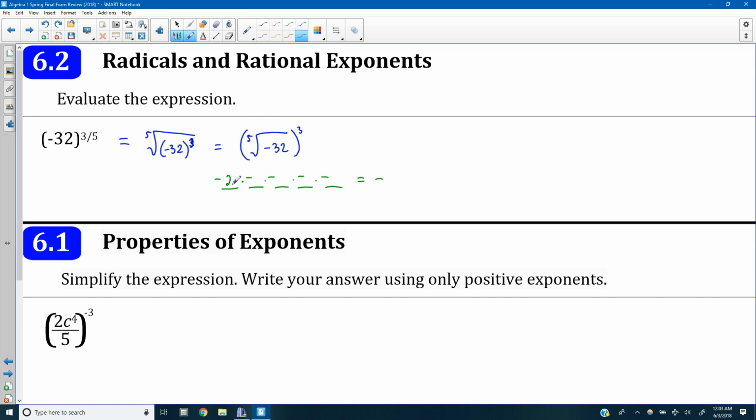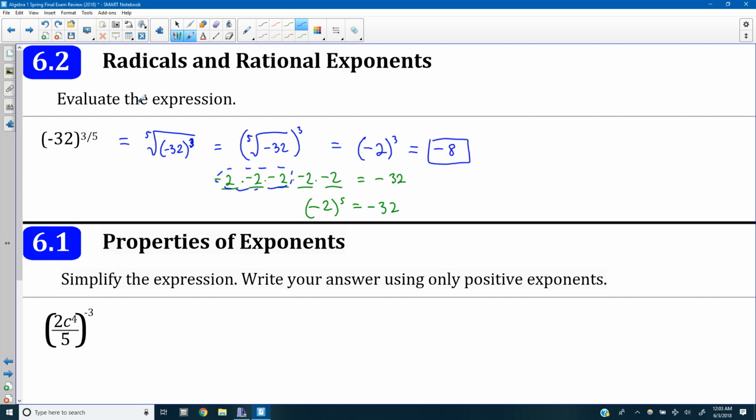Now, what is that number? It happens to be negative 2. Negative 2 times negative 2 is positive 4, times another negative 2 is negative 8, times another negative 2 is positive 16, times another negative 2 is negative 32. So if negative 2 to the 5th power is negative 32, then that must mean that the 5th root of negative 32 is negative 2. So there's the negative 2 inside here. Now I need to cube that value. And as we know, negative 2 cubed, these 3 things together that multiply, becomes negative 8. And that is your answer.